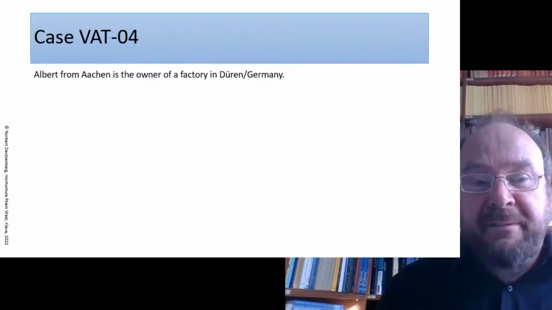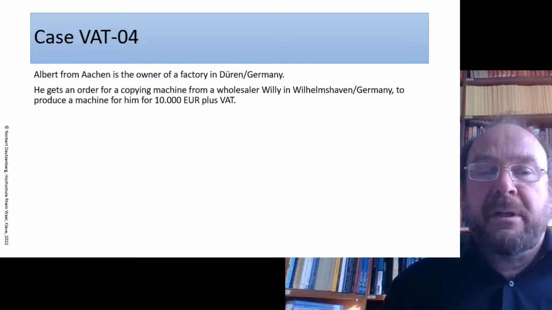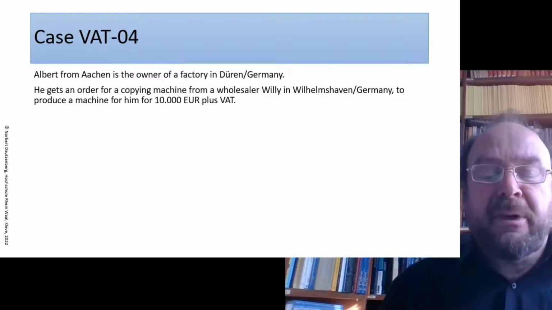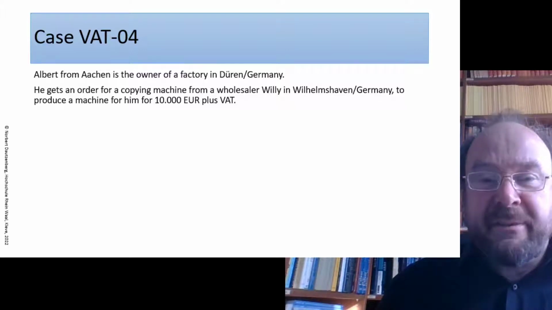This is Albert from Aachen in Germany, and Albert is the owner of a factory in Düren in Germany. Albert gets an order to produce a copying machine, and that order comes from wholesaler Willi in Wilhelmshaven in Germany, and the price agreed upon is 10,000 euro plus VAT.